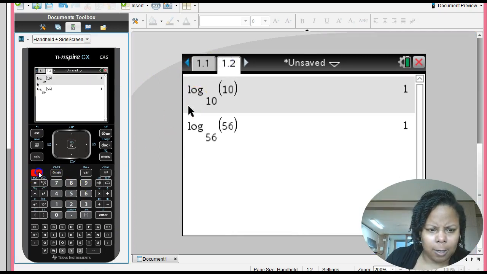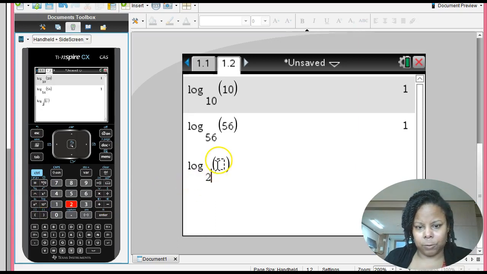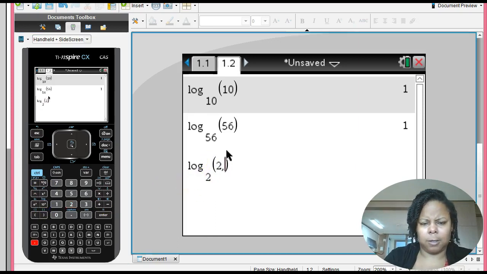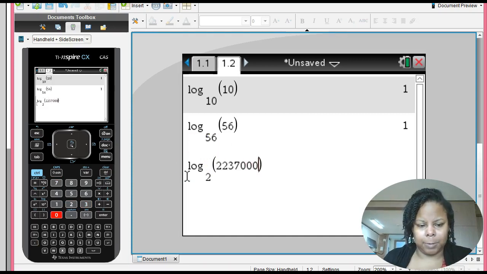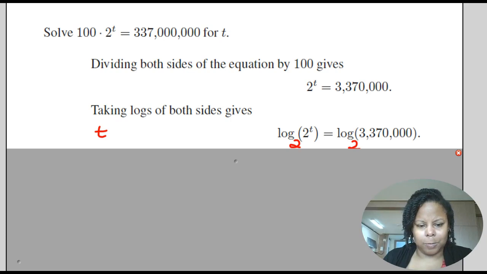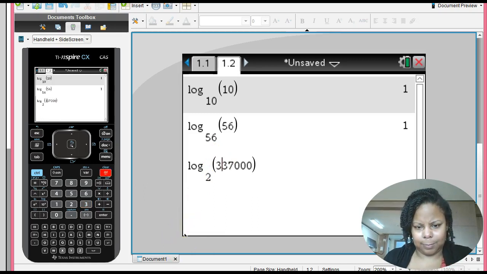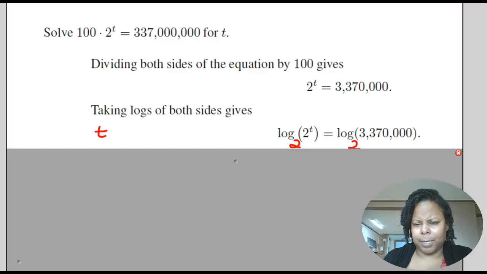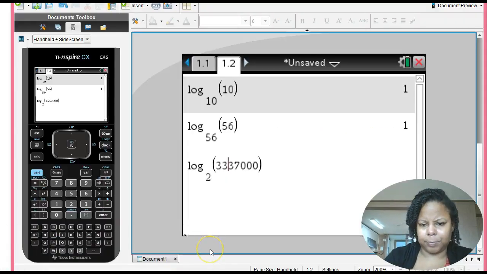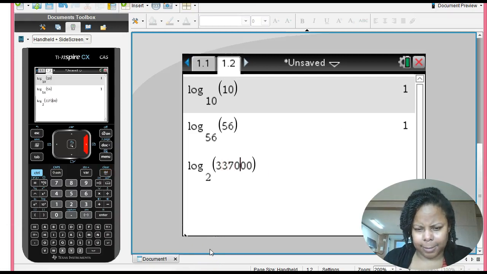So log base 2 of... 2,237,000. 1, 2, 3. I hope that was the same number. Oh, see, I already got the wrong number. 3,337,000. Let's see. I always keep forgetting the numbers. 3,370,000. Okay, sorry, taking up a long time.